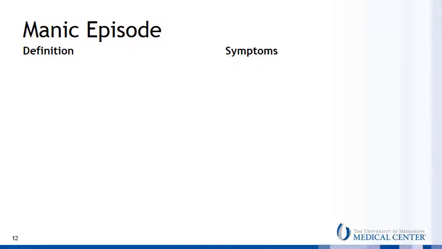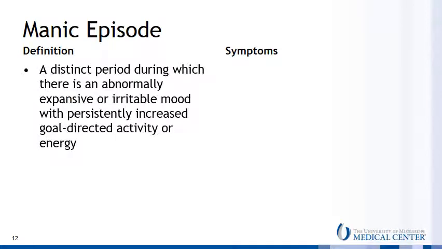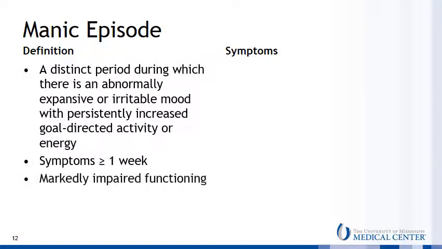So what exactly do we mean when we talk about a manic episode? A manic episode is a distinct period during which there is an abnormally expansive or irritable mood with persistently increased goal-directed activity or energy. These symptoms must be apparent for at least a week and markedly impair functioning. However, although psychosis is possible, it is not necessary to define an episode. Typically, overall mood is either good or irritable.